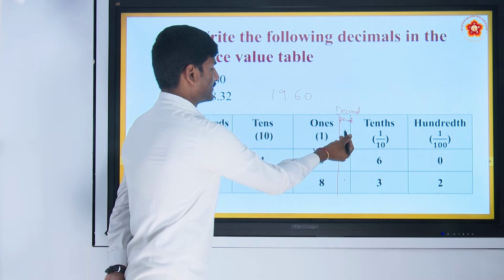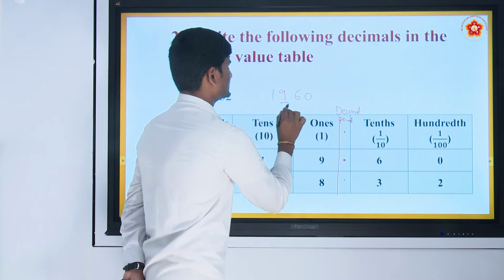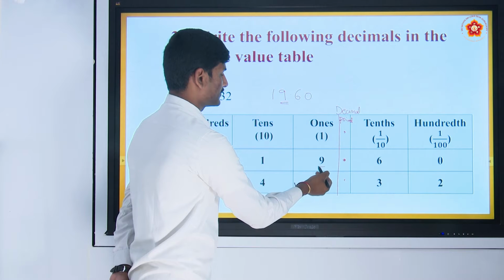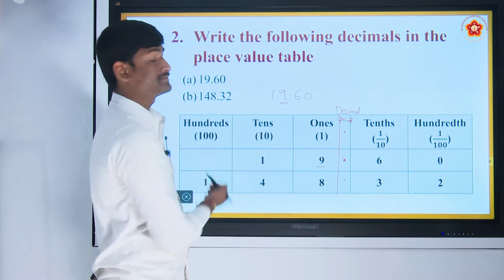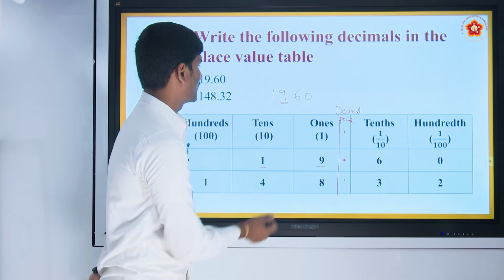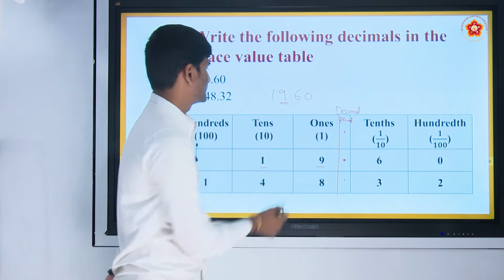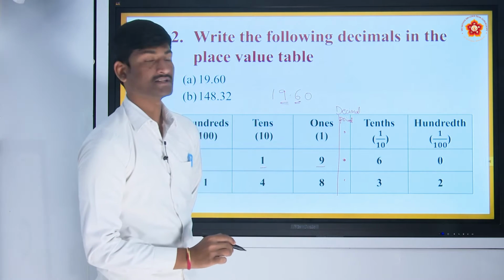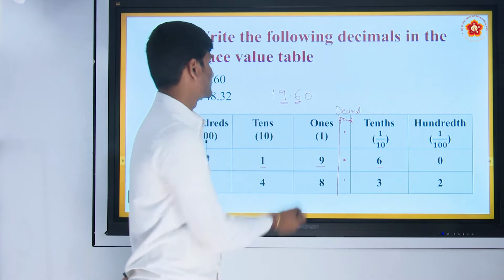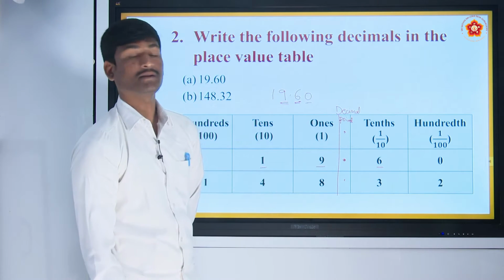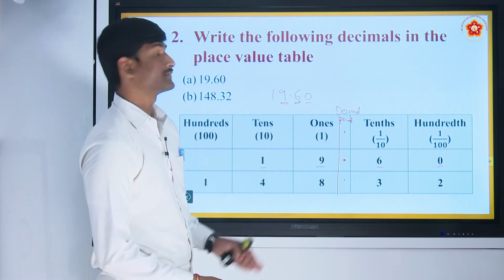Here from the decimal point towards the left side, 9 is in the 1's place. We write 9 in the 1's place, and 1 in the 10's place. After the decimal point towards the right side, what is the place value of 6? It is the 10th place. We write 6, and 0 is in the 100th place. We write 0.